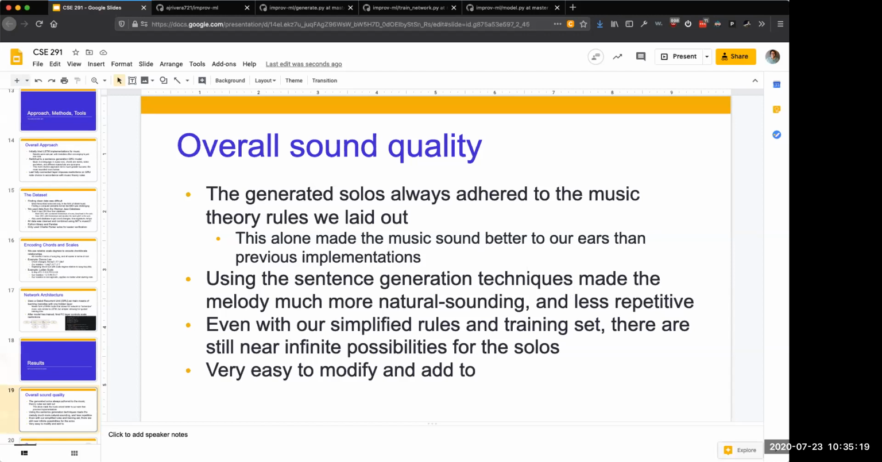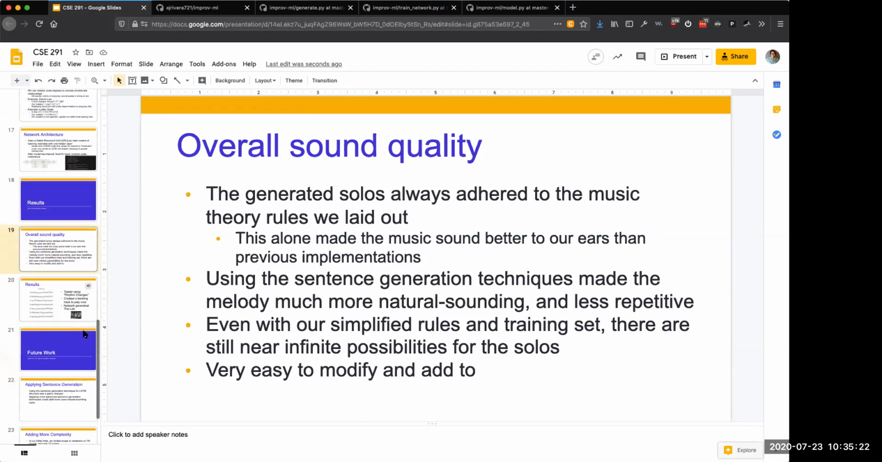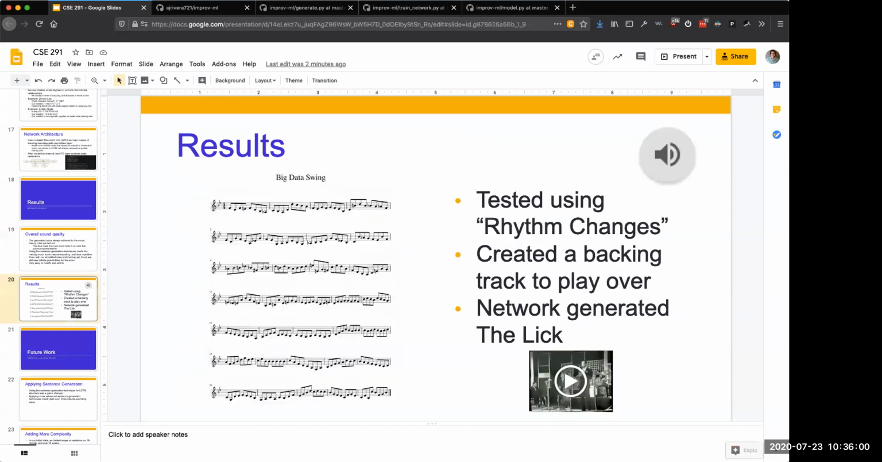So as far as the results, as far as the overall sound quality, we thought that it sounded pretty good. And maybe one of the main reasons for that was because it always adhered to the music theory rules we laid out. Using the sentence generation technique made it more natural sounding. It definitely was less repetitive as well. But we had some pretty simplified rules. It didn't take into account the next upcoming scale or the next upcoming chord, or previous scales or chords used. And so those would be things we want to incorporate in the future.